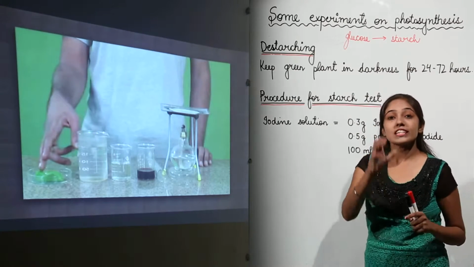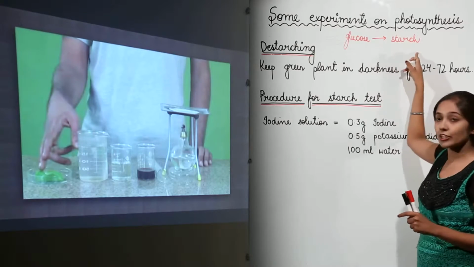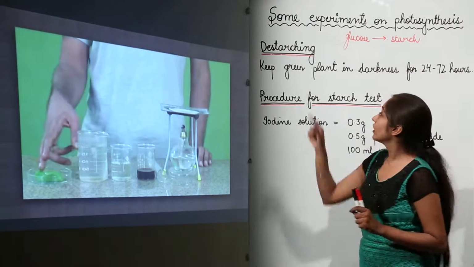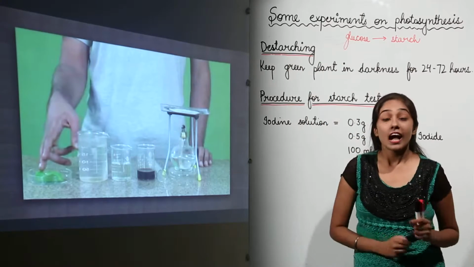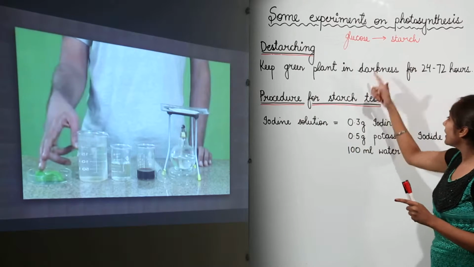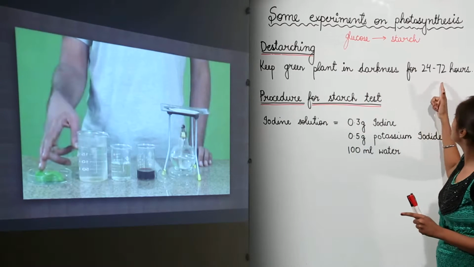Now this glucose is stored in the form of starch. Now for this, what do we need to do? We need to de-starch the plant. How do we do de-starching? We keep the green plant in darkness for around 24 to 72 hours.